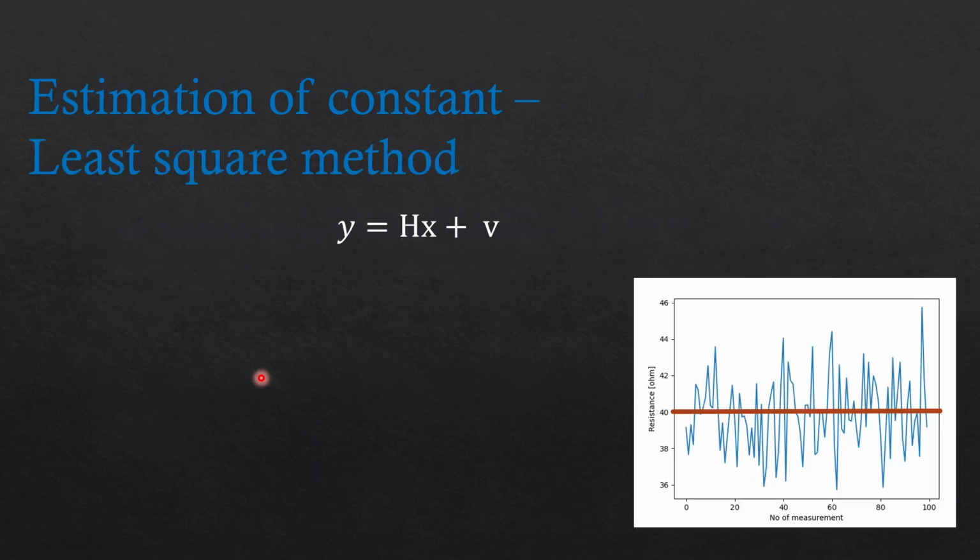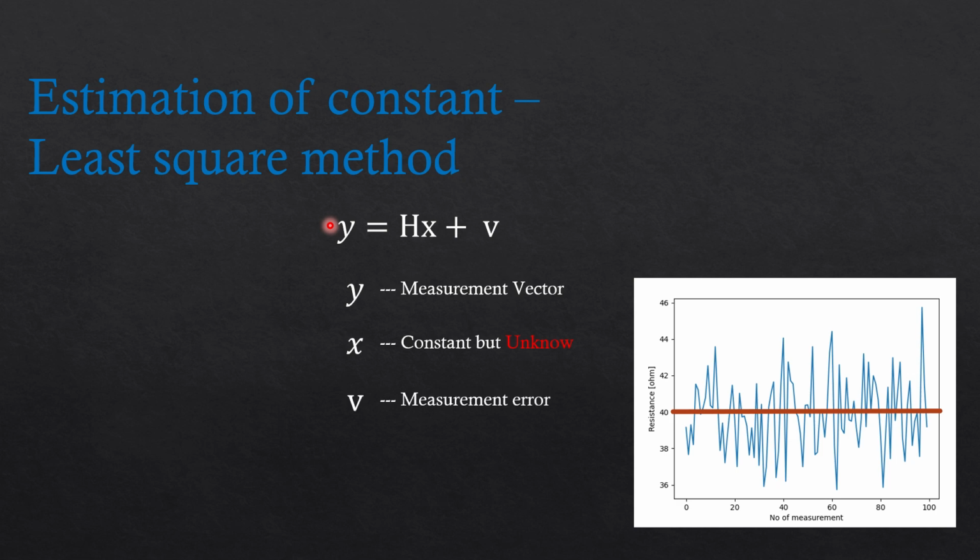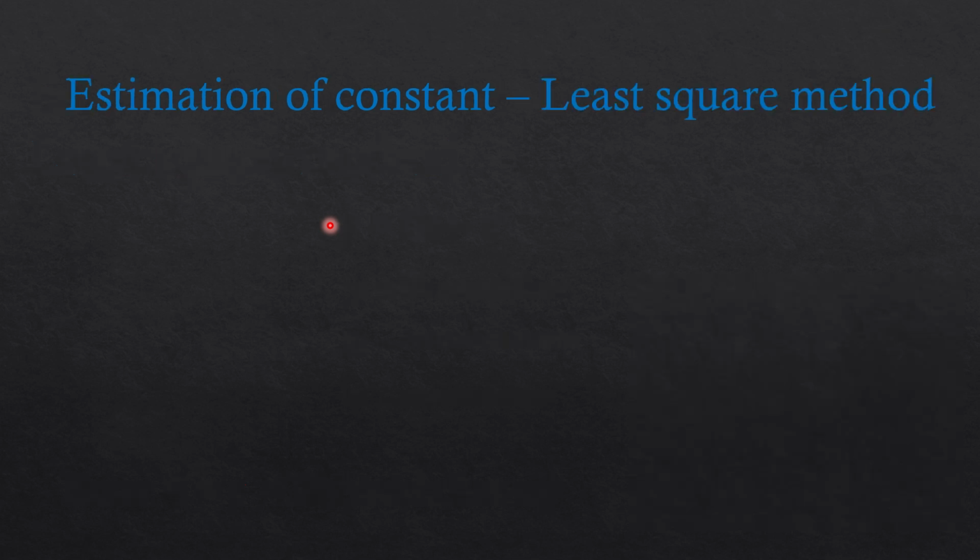Let's come back to the problem. You have a y, which is the measurement vector, and x is a constant we don't know, in this case our resistance value, and v is coming from the multimeter measurement error itself. And you can create an error matrix, which is the measurement minus H times x matrix. In this case, it's a constant.